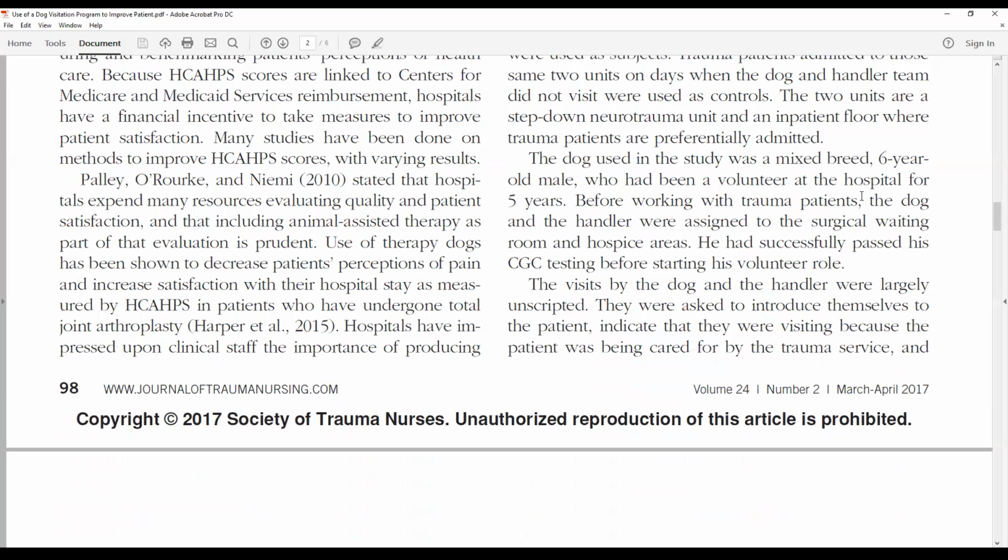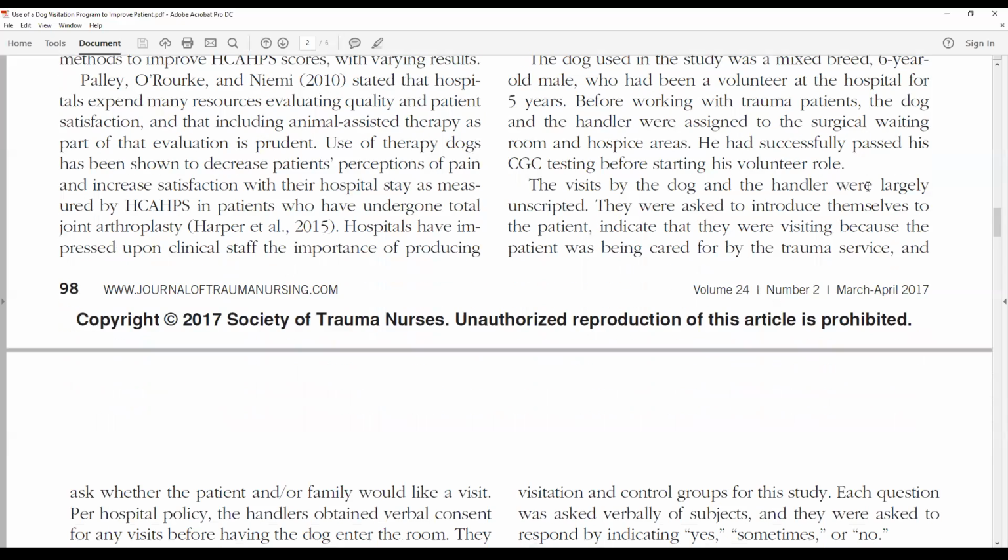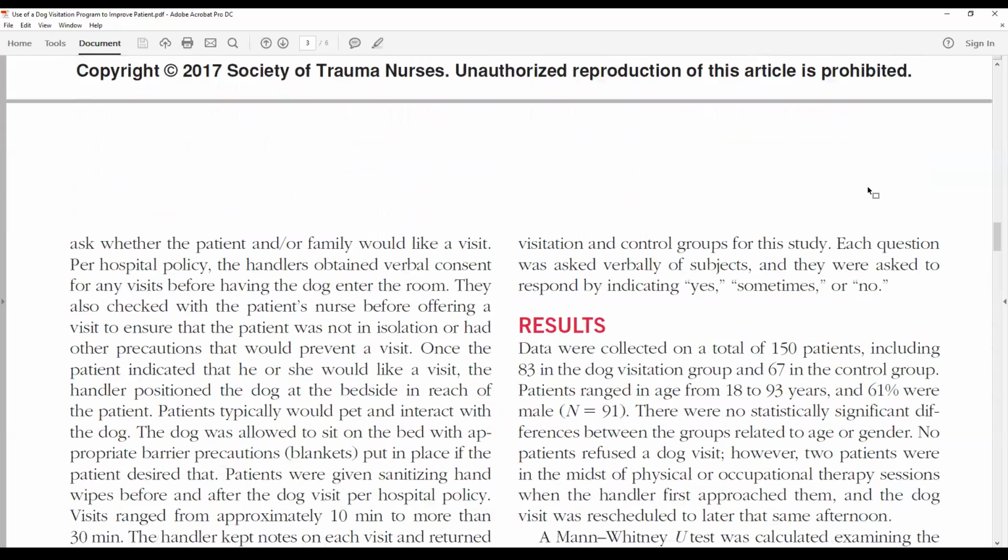They also talk about the dog and the handler, and then they say that the visits were not scripted. So again, as readers, we can ask ourselves, if they don't tell the handler exactly what to say and how long to be in the room, can that influence how people are going to respond on the survey? If the handler doesn't pick up on the fact that they need to leave and they've overstayed their welcome, is the person then going to respond negatively? So just questions that we ask ourselves as we read.